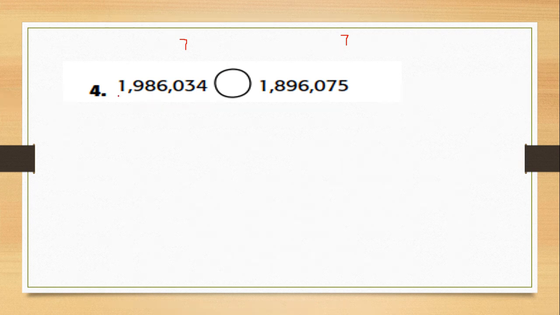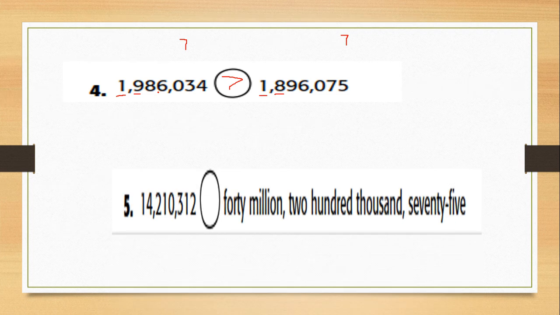Let's just start from the left. Here we have 1, on the other side 1. The same. Ignore and let's look at the next. Here we have 9 and here we have 8. Which is greater? 9 or 8? 9. Super. So 1,986,034 is greater than 1,896,075. Great job.